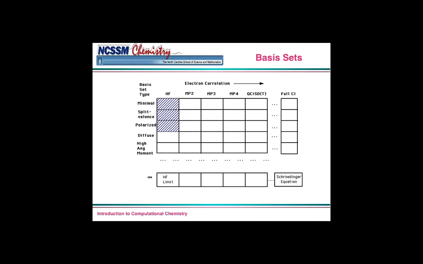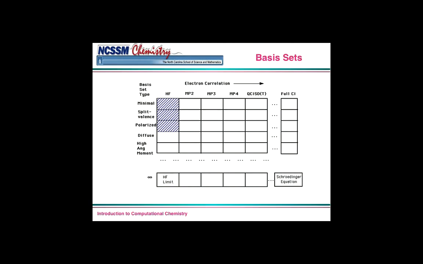So if I go all the way to the bottom and all the way to the right, I will be able to solve Schrodinger's equation exactly. And the dot, dot, dots in between the basis sets and the dot, dot, dots in between the electron correlation should suggest to you that we are a long way away from being able to solve Schrodinger's equation directly.